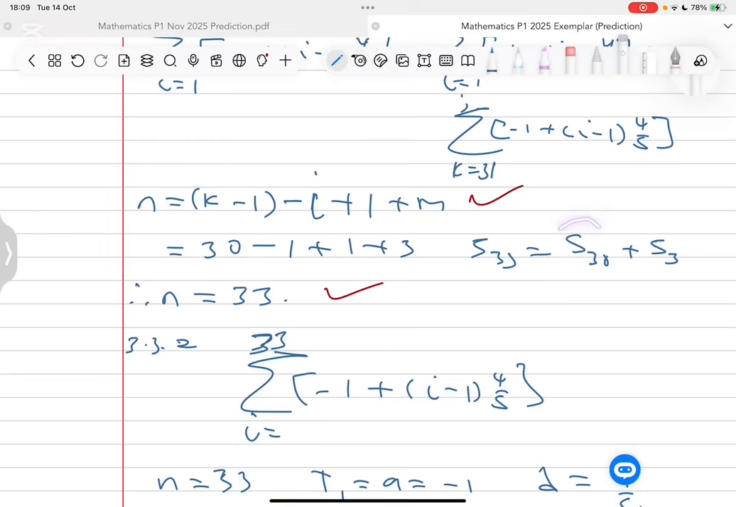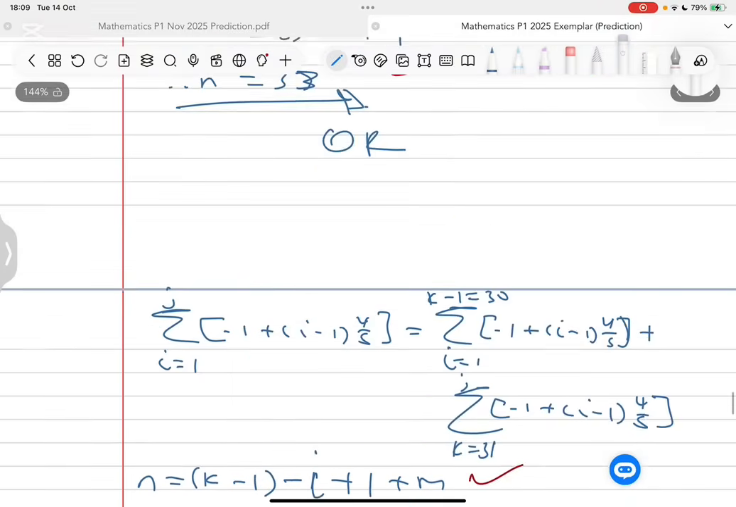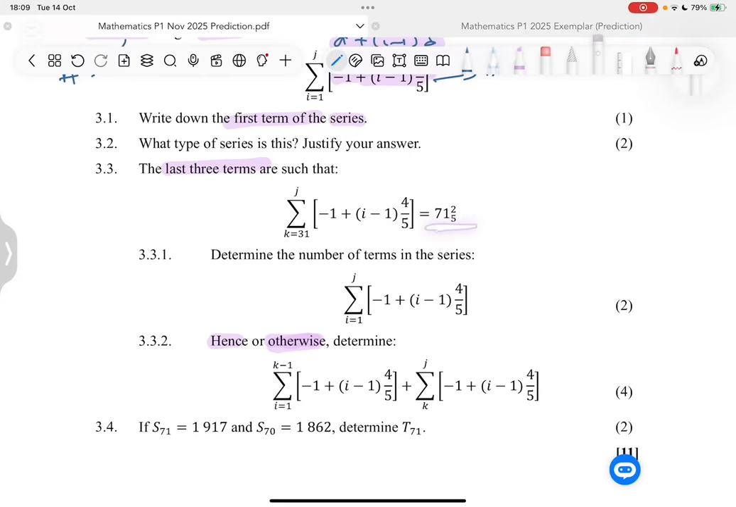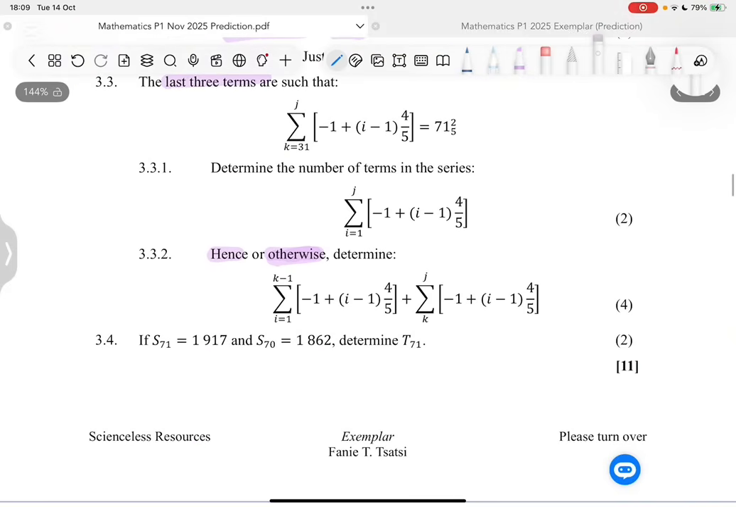Then the answer that you get for the sum of the first 30 terms, you will add to it the sum of the last 3 terms, which we know is 71.2 over 5. Please try that method and tell me what answer you get. You can always check on the memo as well if you're having problems, or leave me a comment in the comment section. I'll be able to assist.